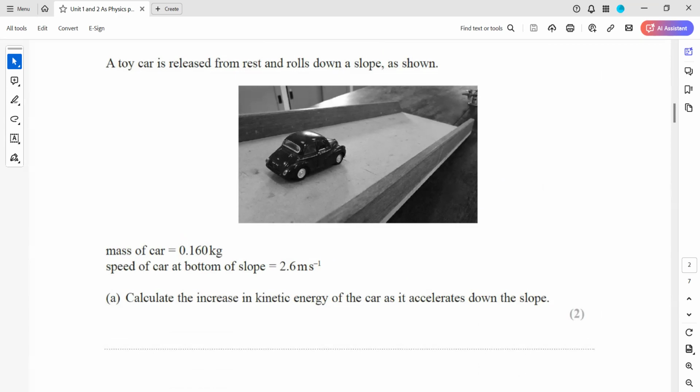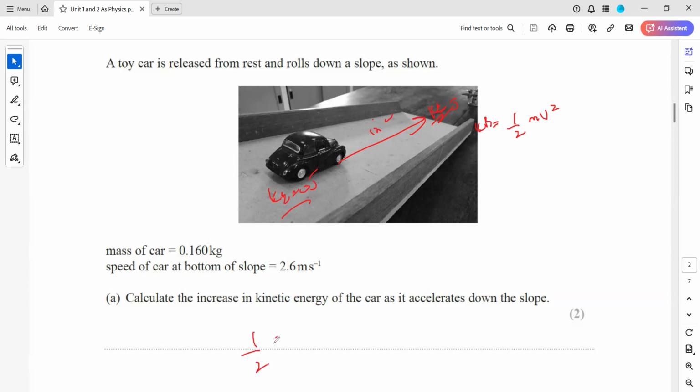So how do we work out the increase in kinetic energy? As it is released, what is the kinetic energy? The kinetic energy is 0. So the kinetic energy at this point is also the increase in kinetic energy, because it's originally 0. So how do we work out the kinetic energy? We work out half mv square.